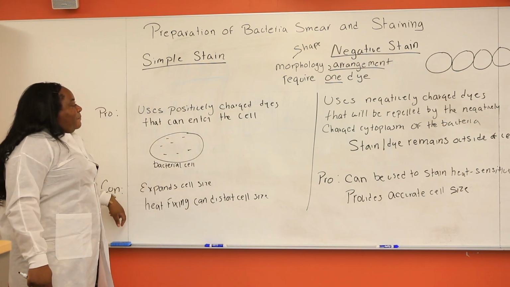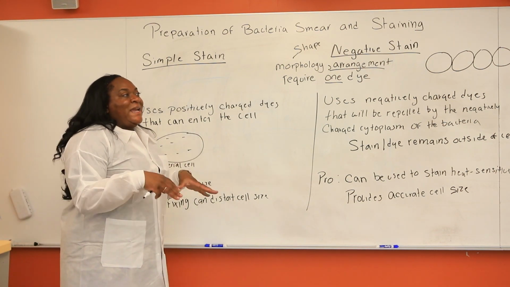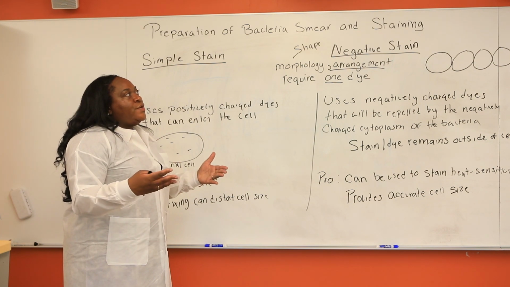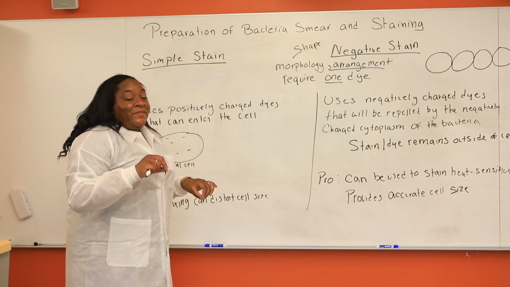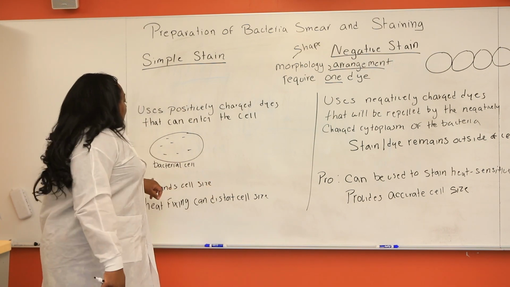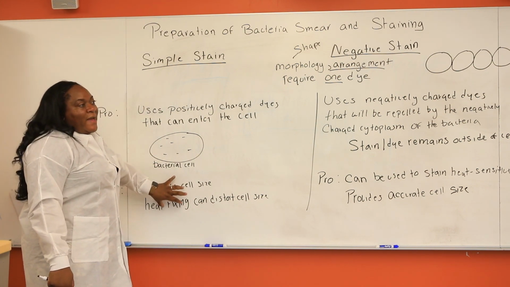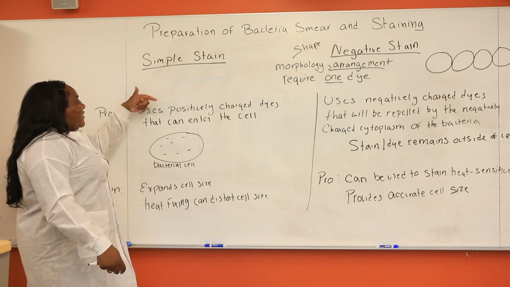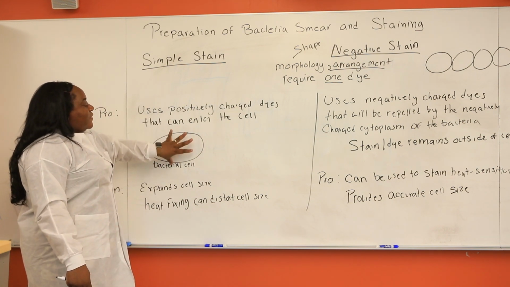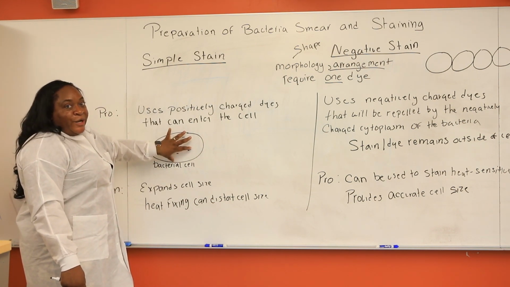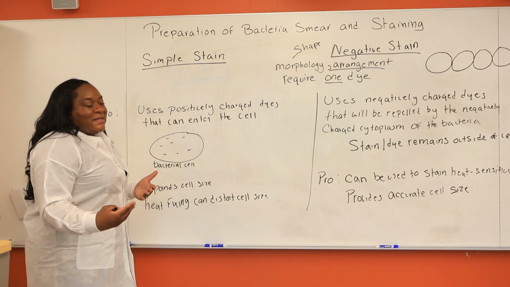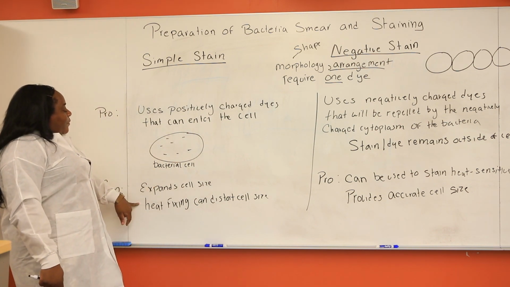A drawback could be, let's say that you want to stain a cell, but you want to know the size of the cell. You want the accurate cell size. If you use the simple stain, you're not going to really be able to determine the accurate cell size, because if the stain can enter the cell, it's going to cause the cell to become a little bit bigger, right? So it's going to distort its cell size.